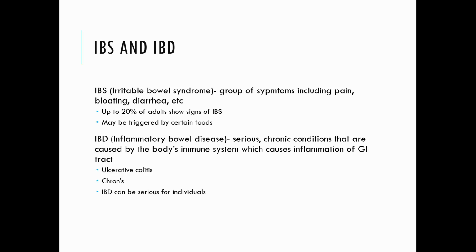And then inflammatory bowel disease is a serious chronic condition caused by immune system reaction, so inflammation of the GI tract. Ulcerative colitis and Crohn's are just two different variations of that. These can be very serious for individuals as well. Some people could need surgery, medication, other things with that. So there are lots of complications with the GI system.